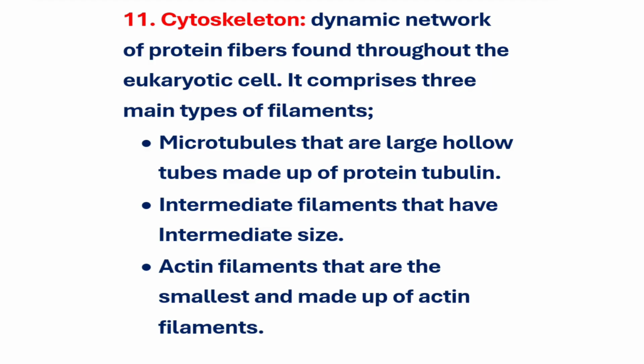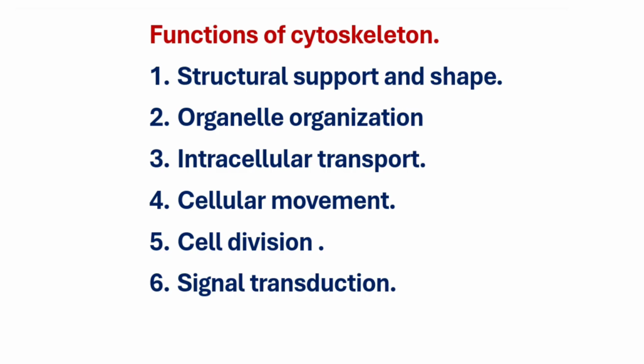Functions of the cytoskeleton: structure, support, and shape. The cytoskeleton provides a rigid framework that gives the cell shape and prevents it from collapsing. Organelle organization. The cytoskeleton anchors organelles in specific locations, allowing them to function and interact properly. Intracellular transport. The cytoskeleton acts as a highway system with motor proteins, moving vesicles, organelles, and other materials along the filaments.